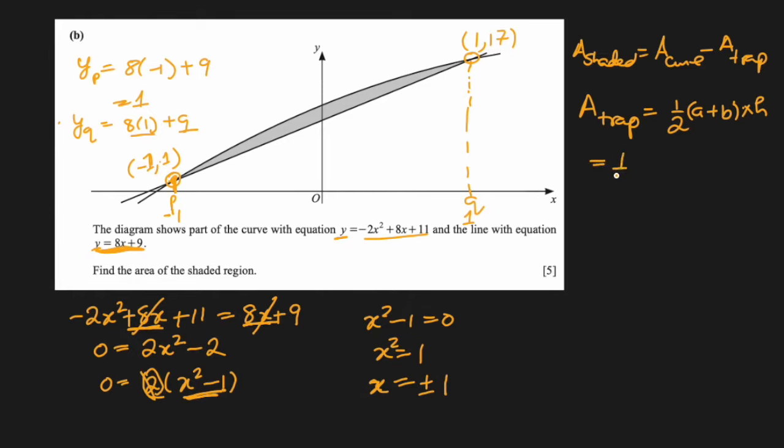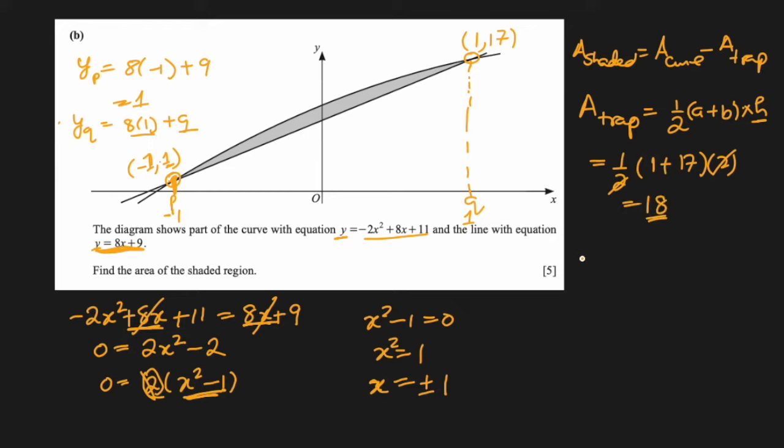Which will be half, first parallel line, this parallel line, this is the height 1, right? Second parallel line, this one is 17. Multiplied by the distance between them, from -1 to +1, the distance is 2. We can cancel this 2 and 2, got 18. This is the area of the trapezium.